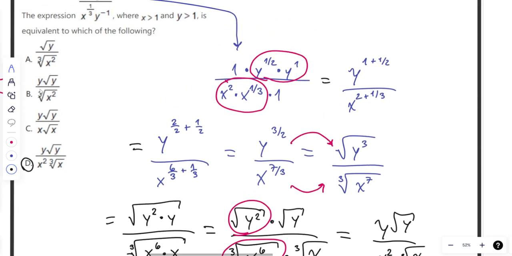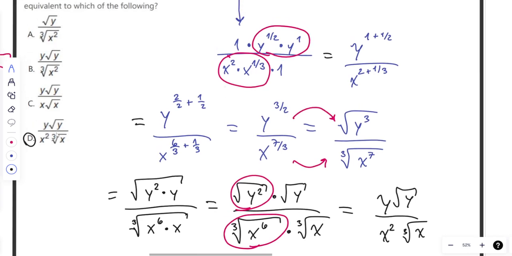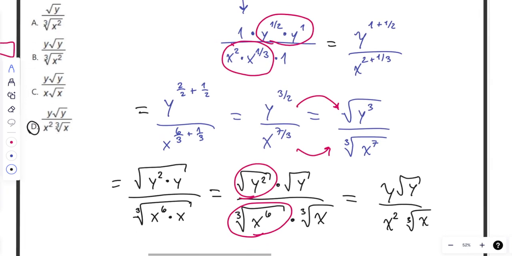At the same time, if you had no idea and you had a lot of time, you could plug this expression into Desmos, plug in some values for x and y, and see if any of those answer choices matched. But I think it's just about as much time as you'd spend solving it out by hand.